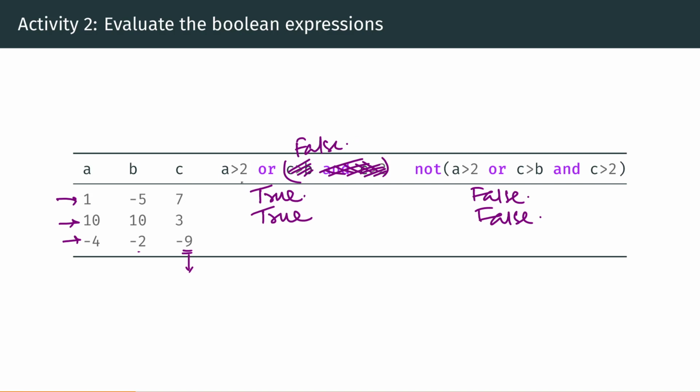Again, the entire result depends upon this comparison right here, a greater than 2. Now, a is minus 4, which is obviously smaller than 2, so this is also false. Because both are false, or would also give you false, right? So this would be false. And because this is the not, it will give you true. So that's the solution to this problem.